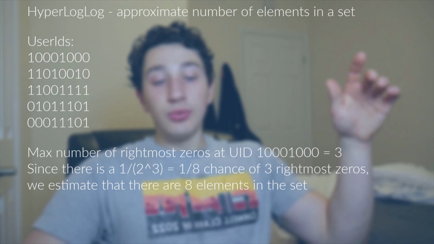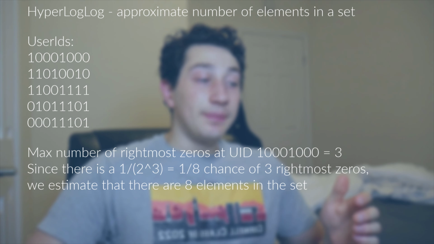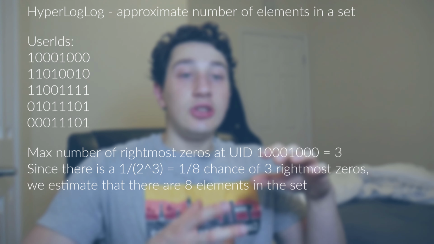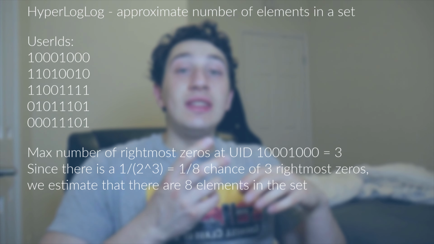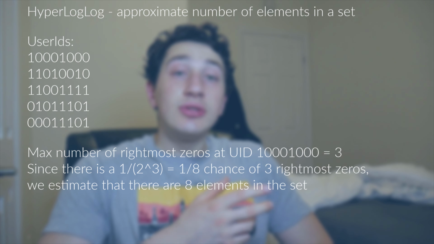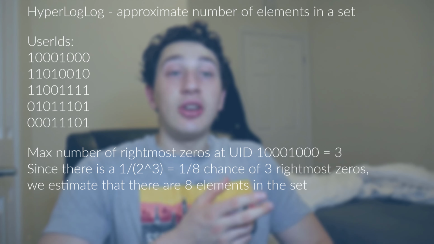So it goes through all of those user IDs, finds the one with the most ending rightmost zeros, and then it says, okay, if there are n rightmost zeros, and that's kind of the user ID with the most of them, then we imagine that there are 2 to the n elements in the set. So if there's a user ID that has 5 ending zeros, we're going to guess that there are 32 elements in that set that are unique.